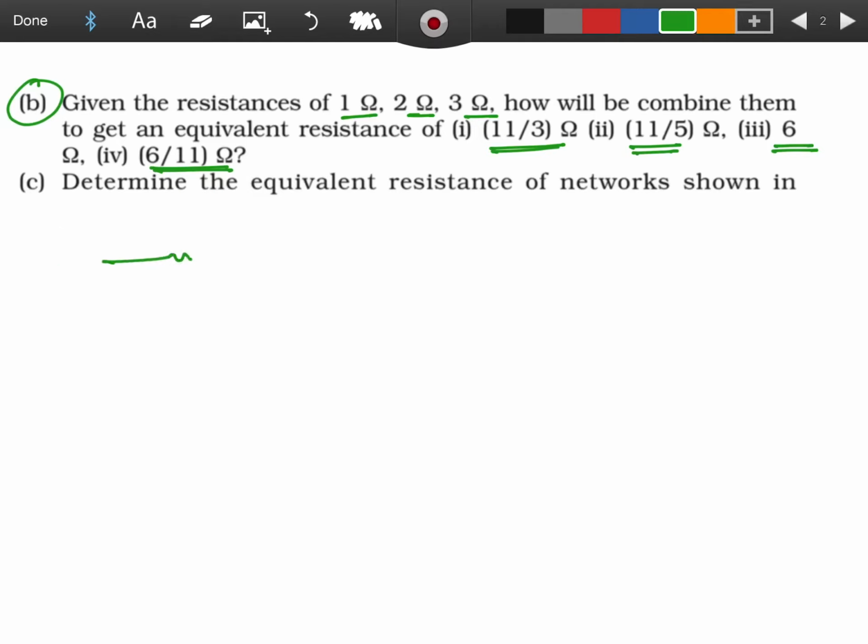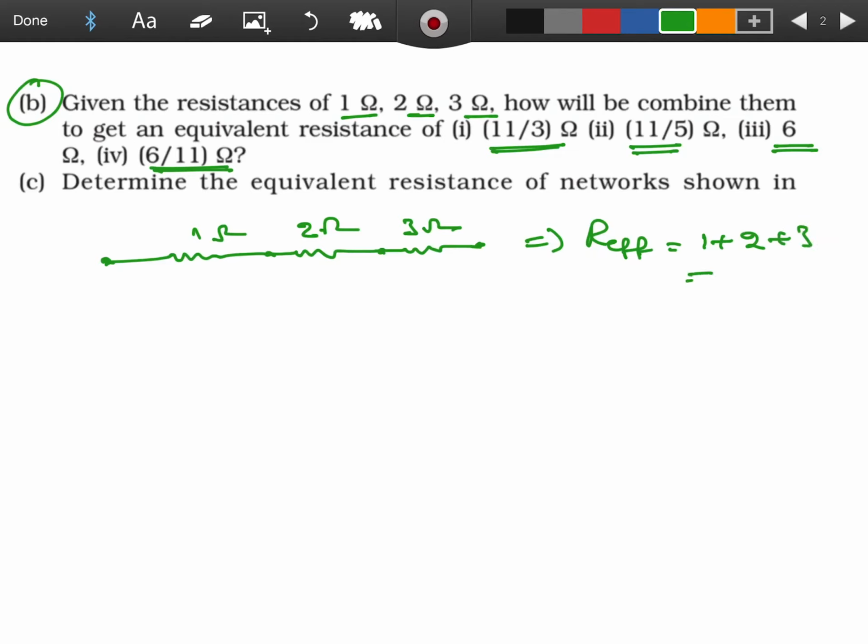What will happen? 1 ohm, 2 ohm, 3 ohm, all are in series. What is the effective resistance between these 2 points? In this case, R effective will be 1 plus 2 plus 3, which is 6 ohm. That is your third case in the part B.